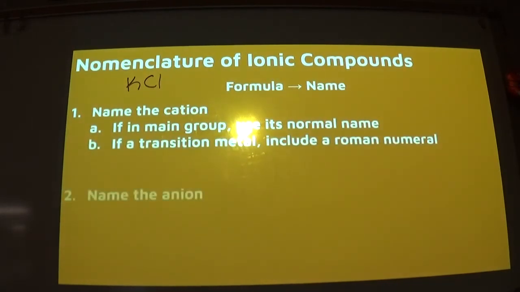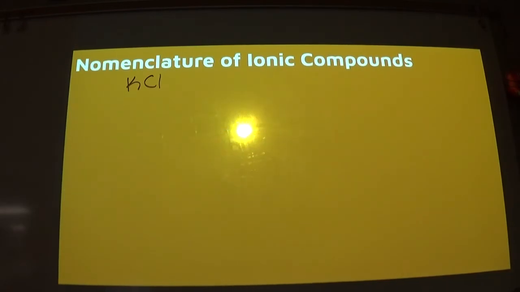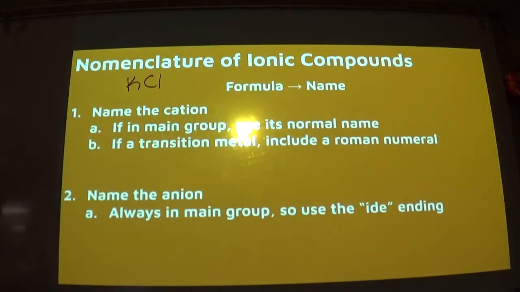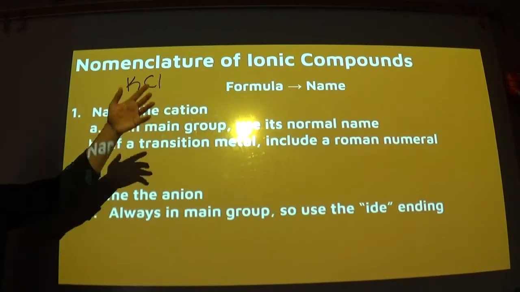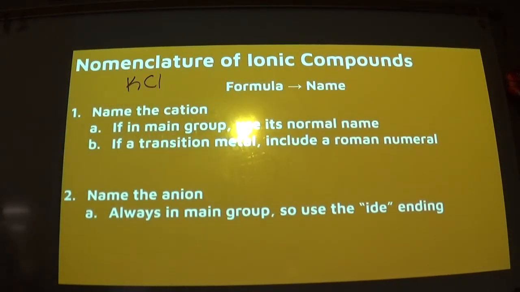Okay, step 2, very easy, name the anion. What's the name of Cl-? Chloride. Chloride. Okay, IDE ending. So the name of this compound is potassium chloride. There you go. You just name the parts.